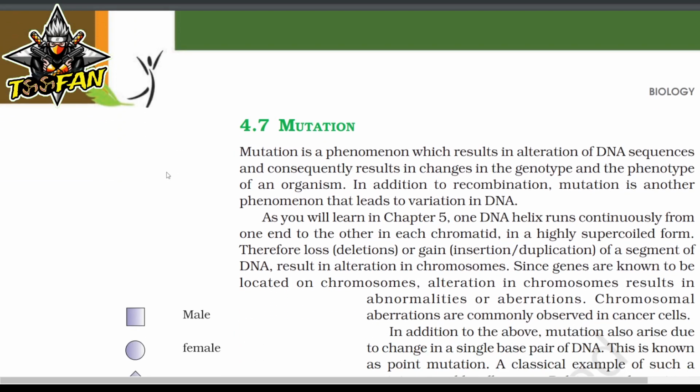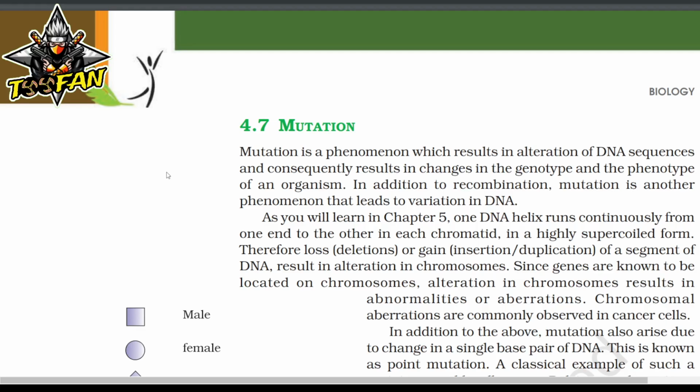Mutation is a phenomenon which results in the alteration of the DNA sequence and consequently results in changes in the genotype or phenotype of an organism. In addition to recombination, mutation is one phenomenon that leads to variation in DNA. As you will learn in chapter 5, one DNA helix runs continuously from one end to the other in such a chromatid in highly supercoiled form. Therefore, loss or gain of a segment of DNA results in alteration in chromosomes.